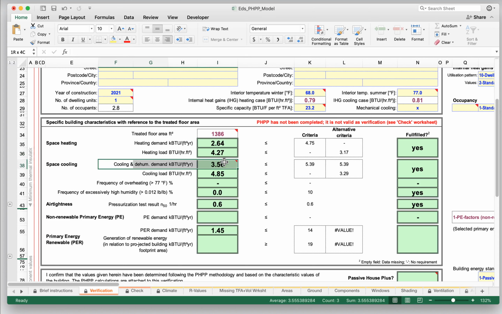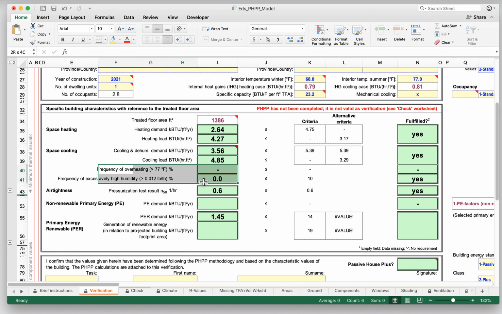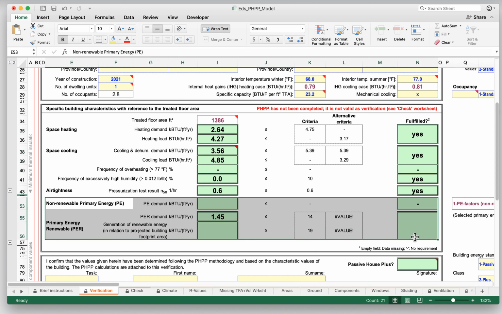We are meeting our cooling and dehumidification demand, notice over here. And for certification, we don't have to worry about cooling load in this case either. We are meeting our frequency of overheating and our frequency of high humidity. We are meeting our pressurization tests. So notice we've got a whole bunch of yeses over here until we get to the bottom, to this last section. So we're almost there.